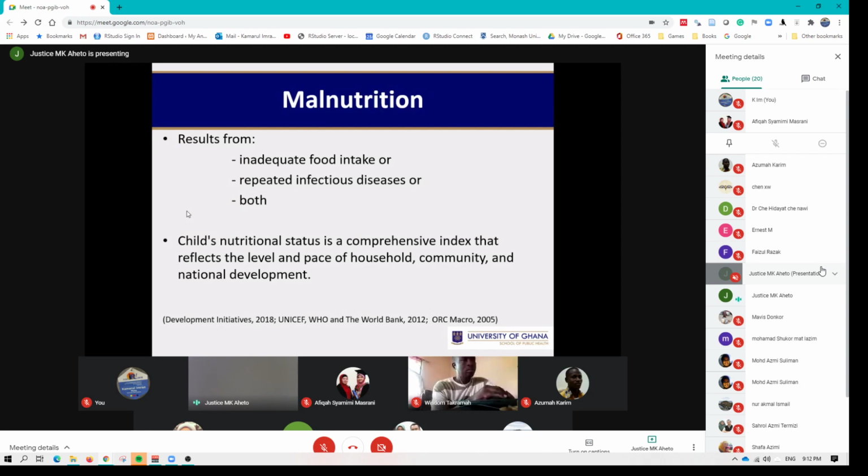One key thing that we need to know about malnutrition is that it serves as a comprehensive index that can represent the level and pace of household, community, and national development globally as well.